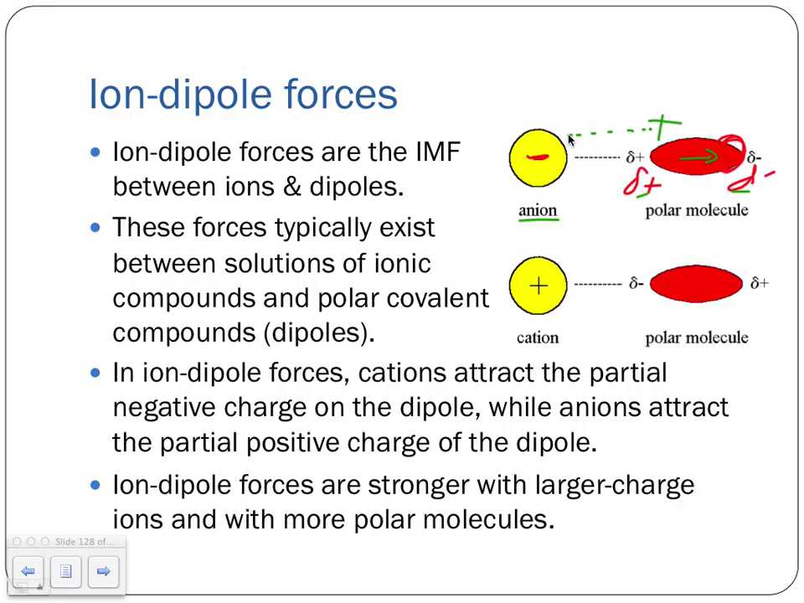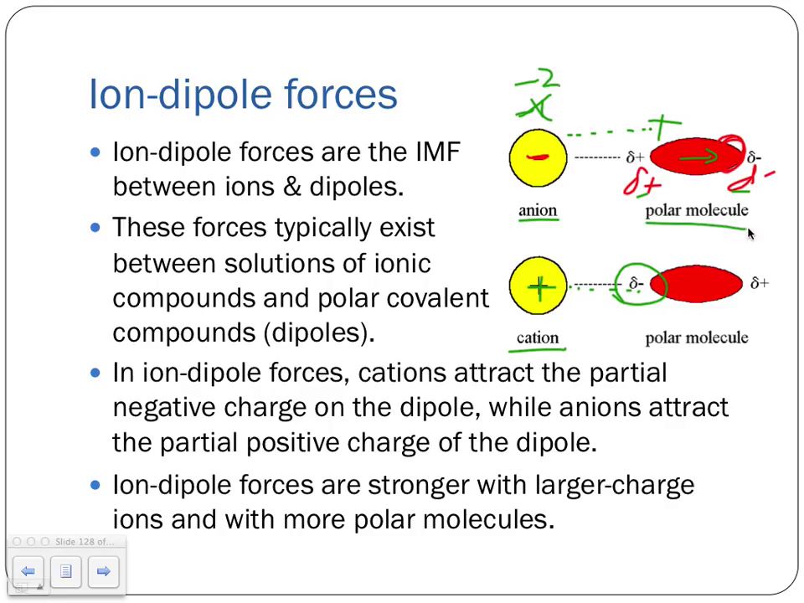In our other case down here, we have a cation, a positive ion, which is going to attract to the negative end of the dipole, that's this polar molecule. And so this is basically how ion-dipole forces work. The rule is that they are stronger with larger charge ions. Like if this anion is a -1, it's not going to be as strong as if that anion was a -2 right here.